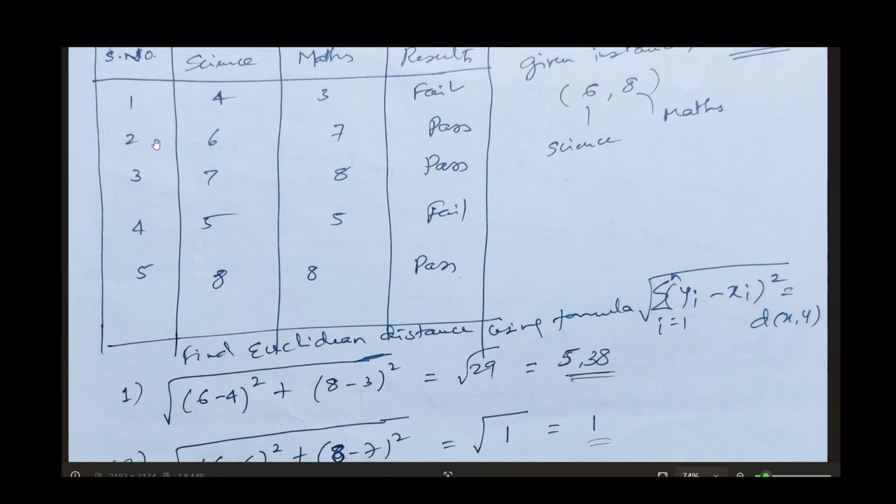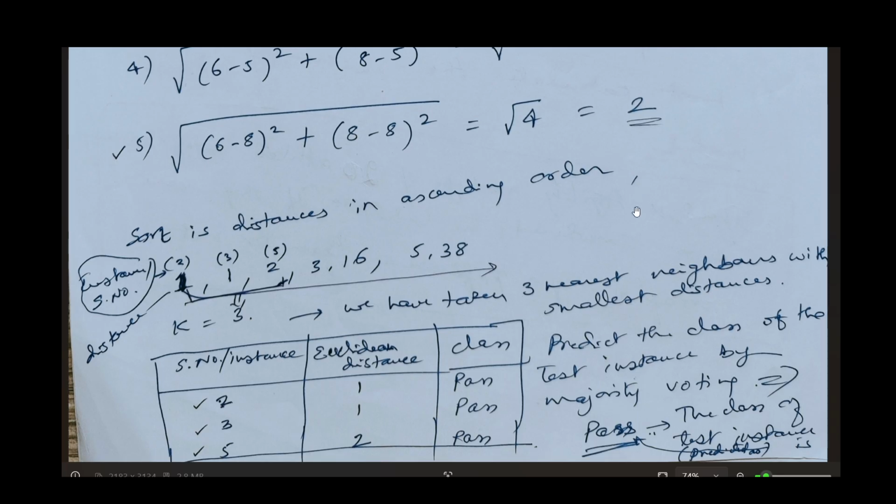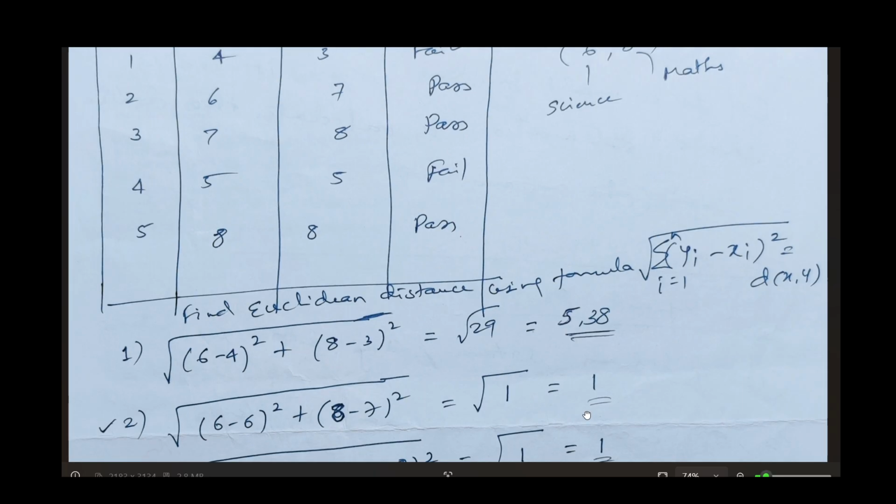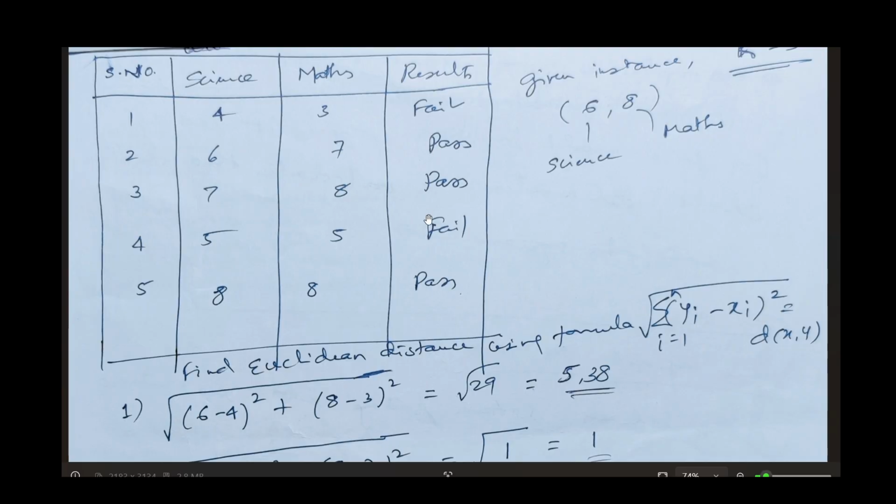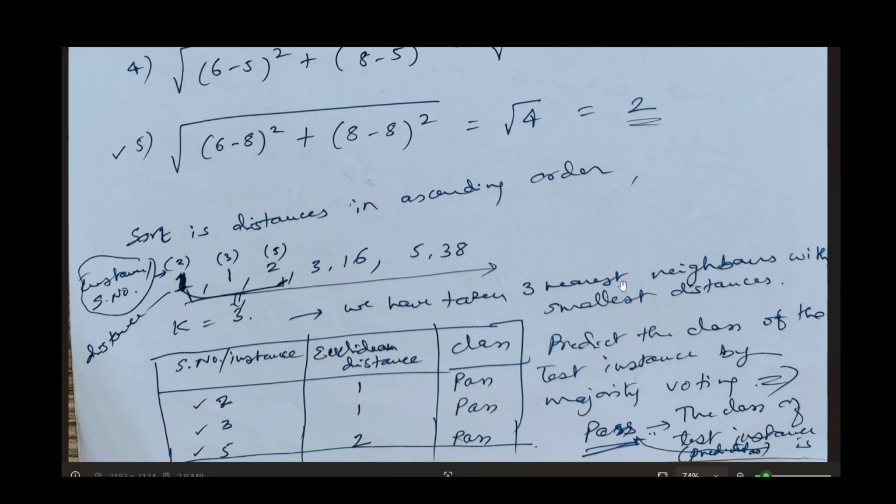See that 2 corresponds to pass, 3 corresponds to pass, and 5 also corresponds to pass. So with the Euclidean distance also it is pass, pass, pass. So for our new instance 6, comma 8, based on majority, we have predicted that it falls in the pass target or result category. The target value is pass. So hope you have got the coding part, the algorithm, as well as the numerical part covered, and how it works for both classification and regression.